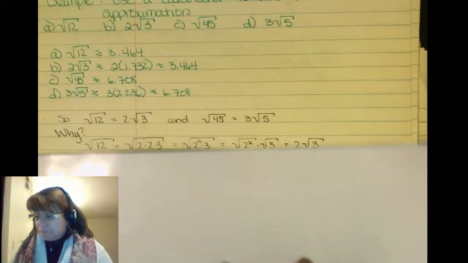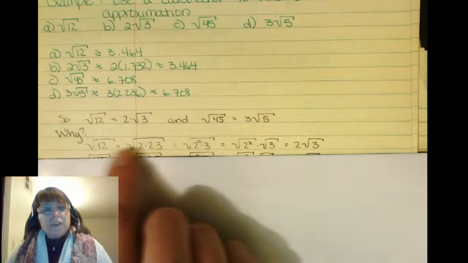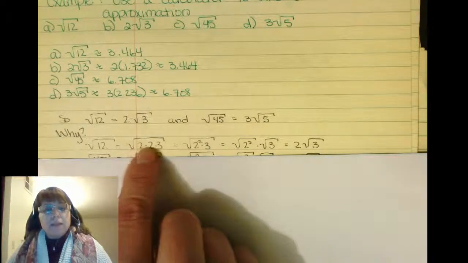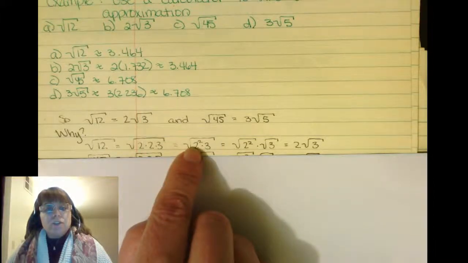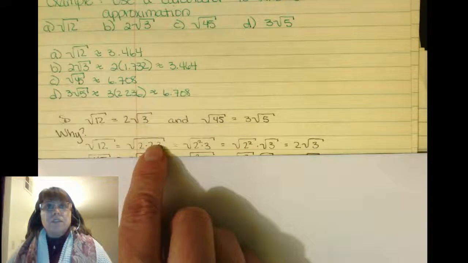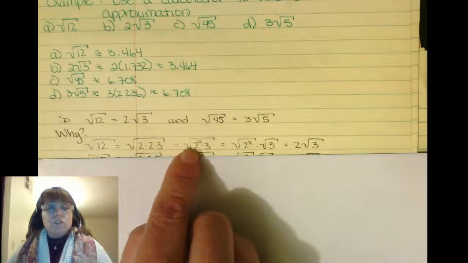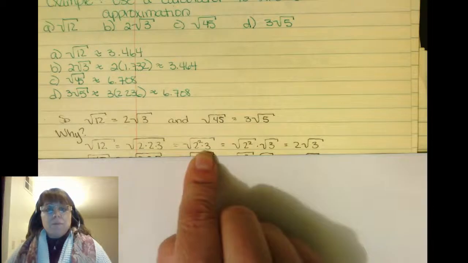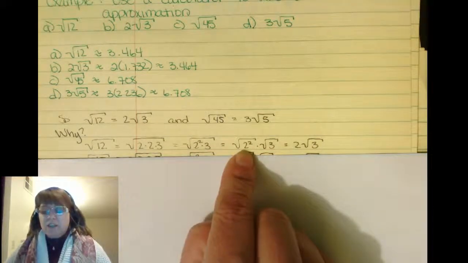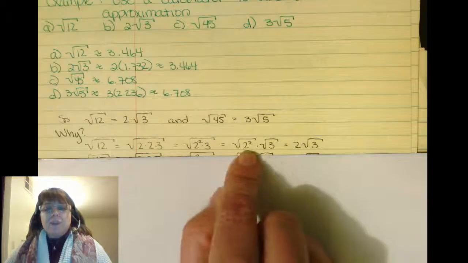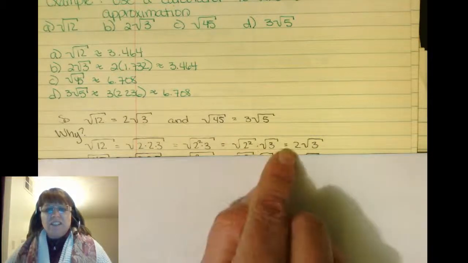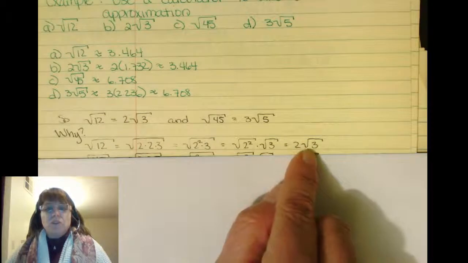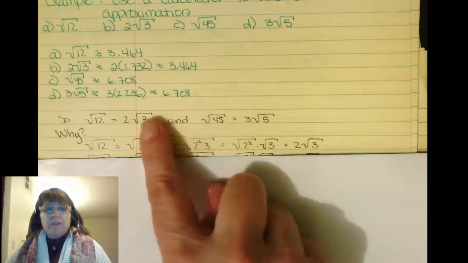Here's the reason why. Because the square root of 12 is really the square root of 2 times 2 times 3, which is really the square root of 2 squared times 3. I can break these apart, and we'll learn about this rule in a future lecture, to where I have the square root of 2 squared times the square root of 3, but the square root of 2 squared is 2, giving me 2 times square root of 3. That's exactly what we have up here.